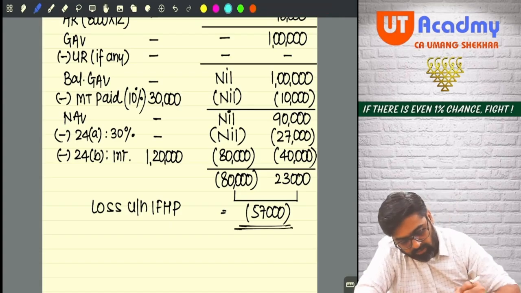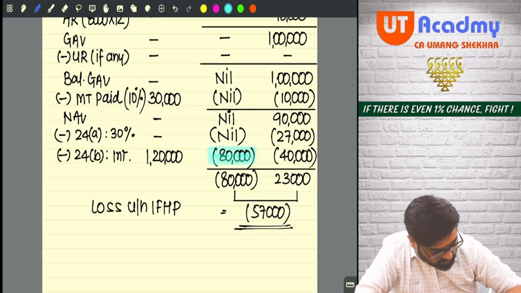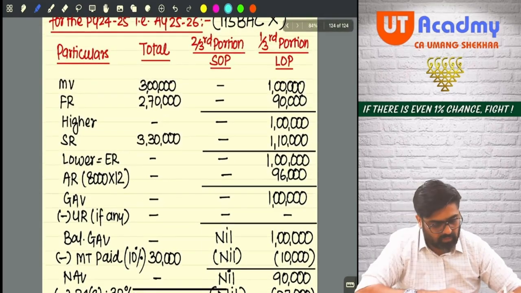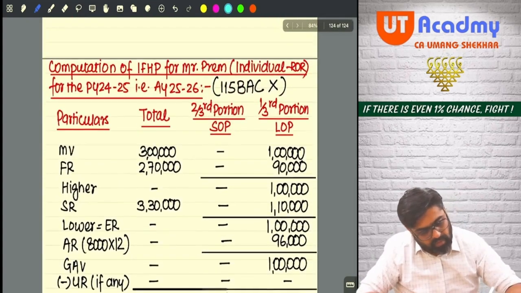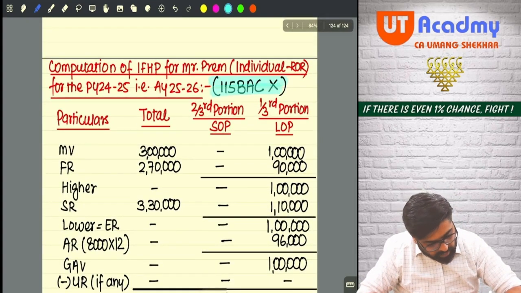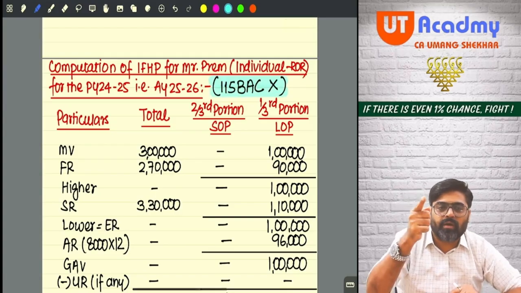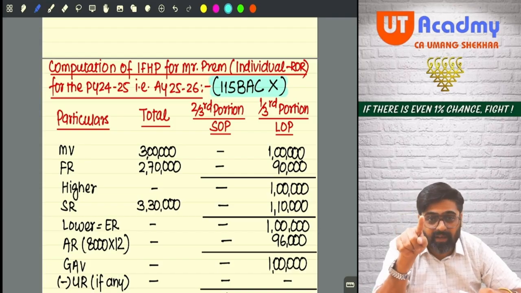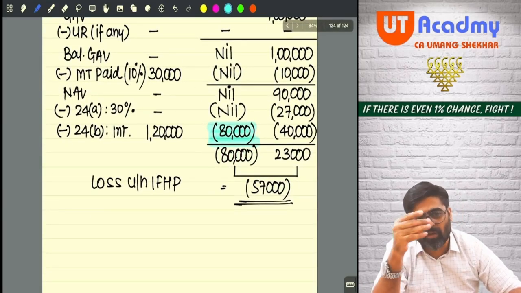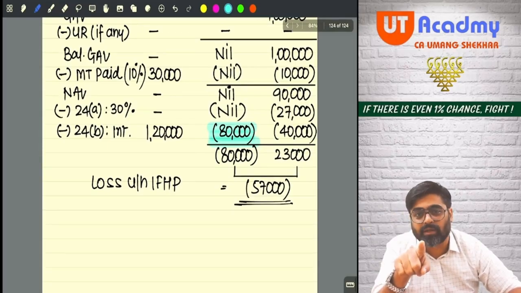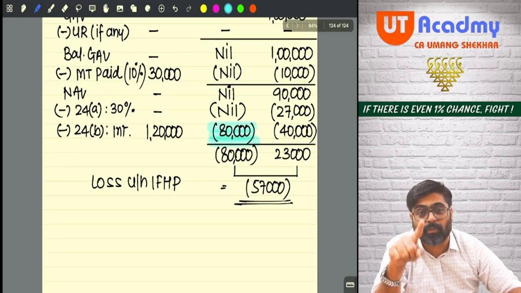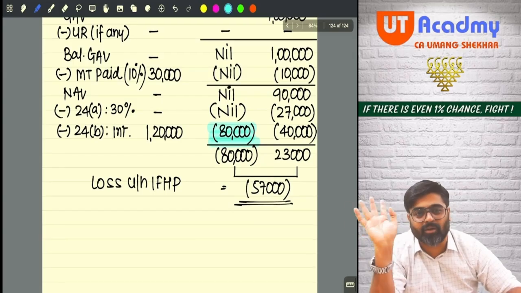And please be careful in this. Why are you doing this? Because assessee is not following 115BAC. But what if I would have written here 115BAC tick? Then here the entire 80,000 would have been ignored. No deduction for interest. Then the final income would have been nil. So 23,000 plus nil, I would have got 23,000 positive income, taxable income under the head house property. Yes or no?